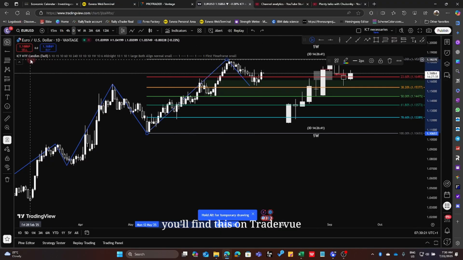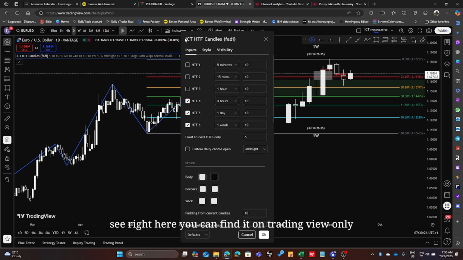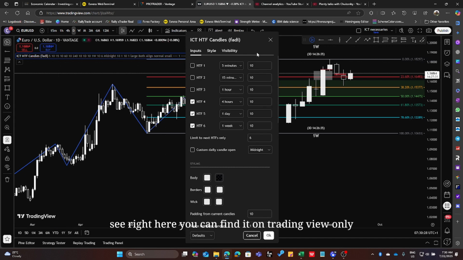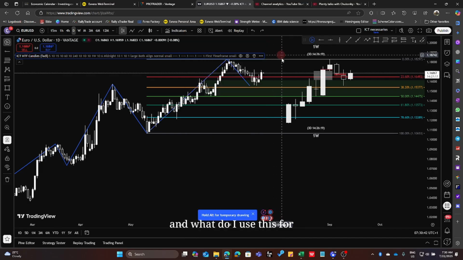You'll find this on TradingView, ICT HTF Candles by Fadi. See right here, you can find it on TradingView only. You can't find it anywhere else. I don't know if you can find it on other brokers. And what do I use this for? So I use this to monitor the higher time frame without having to constantly go there.